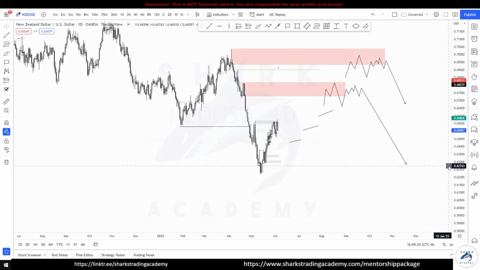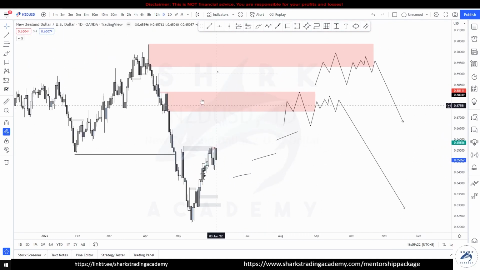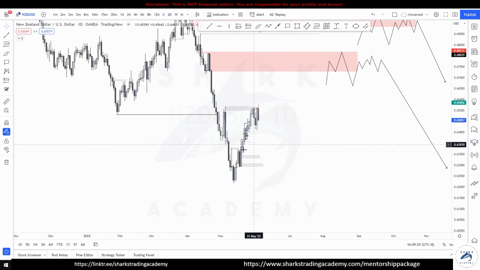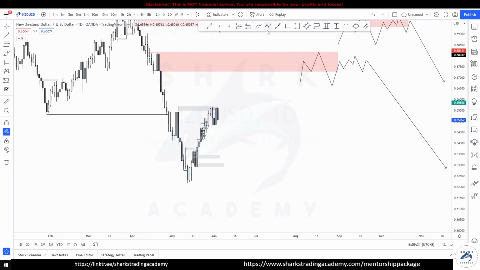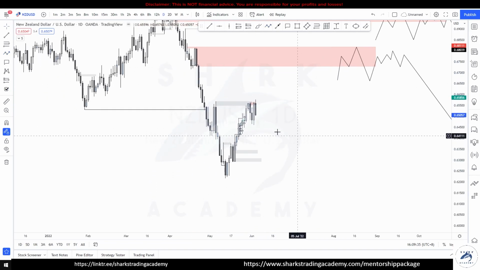Next up, for the New Zealand dollar, I'm trying to sell high. Okay, I'm going to sell over here and over here. So the analysis stays the same if you watched the previous video, right? So this, we took out highs. We expect a temporary bullish movement into this level before selling off potentially.